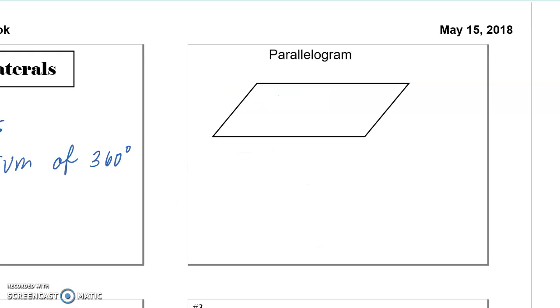First shape we have today is a parallelogram, okay? And obviously, hopefully from the name, you could tell me the very first thing is that opposite sides are parallel. And that's number one true in a parallelogram, and that's why it's called a parallelogram. So what does that mean? It means this side and this side and this side and this side are parallel.